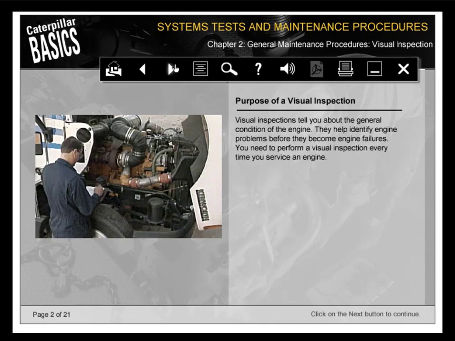Visual inspections tell you about the general condition of the engine. They help identify engine problems before they become engine failures. You need to perform a visual inspection every time you service an engine.